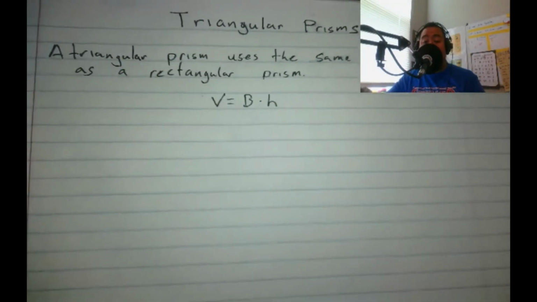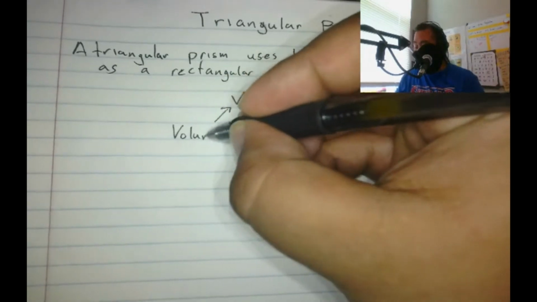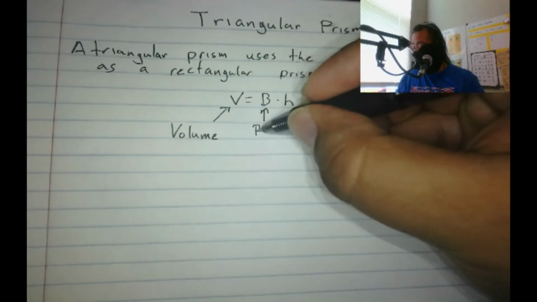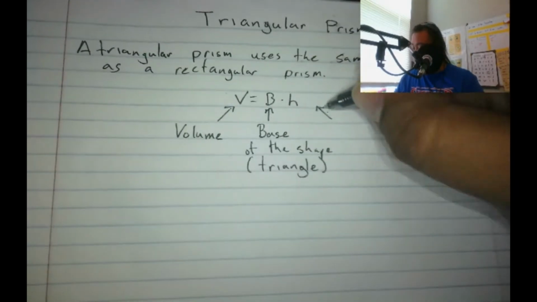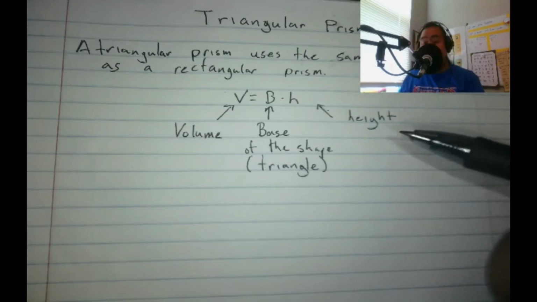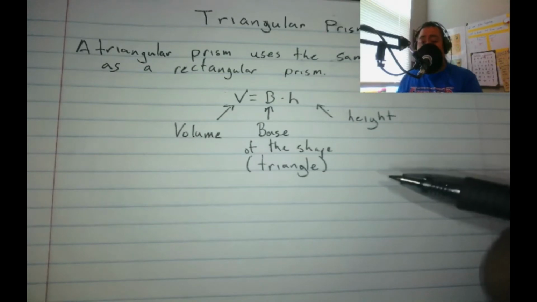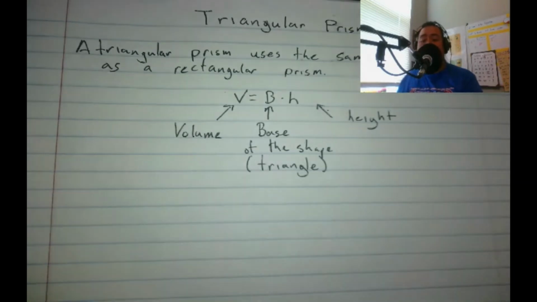Remember that when we have our formula V equals big B times H, the letter V stands for volume. The big B stands for the base of our shape. We just said it was a triangle. And the H stands for the height, that distance that's between our bases when we're talking about prisms. The height is the prism's distance between those bases. Alright, so let's go ahead and look at a couple of examples to help us solve these kinds of problems.